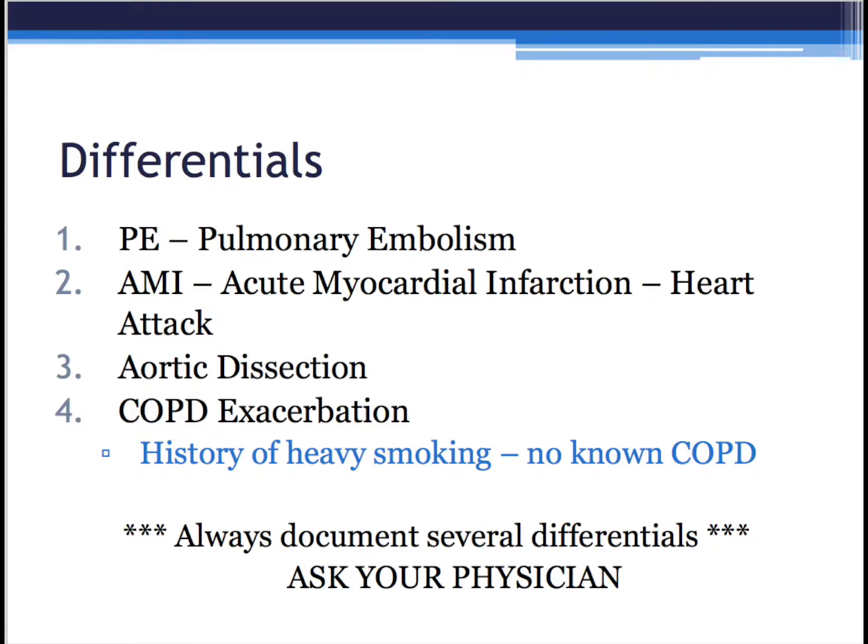Now, COPD is essentially emphysema or chronic bronchitis, and this is typically patients that have a long smoking history, maybe oxygen dependent. This goes in our differential because this patient, despite her being of a younger age, is a heavy smoker, though with no known COPD. So always ask your physician for several differentials when you're dealing with any particular chief complaint so you document correctly and you know exactly the line of thinking that your physician's going down.